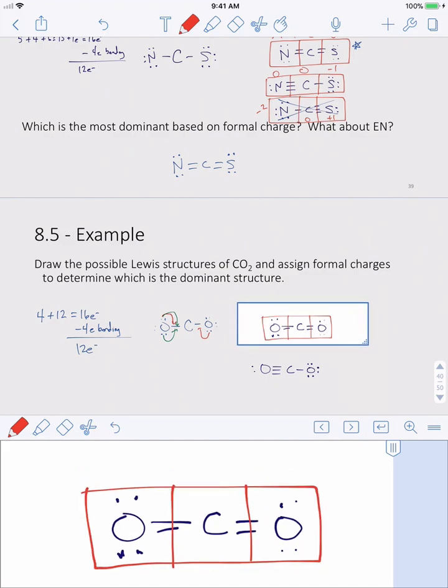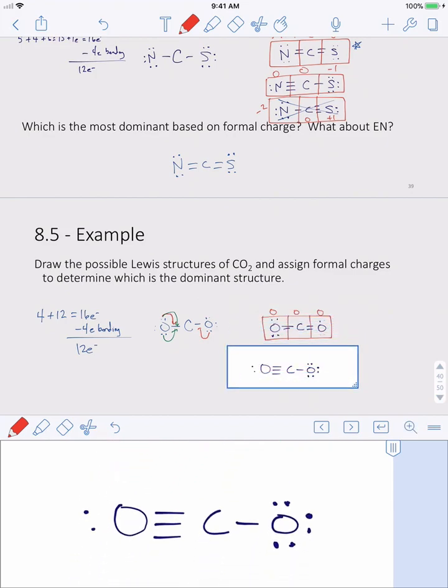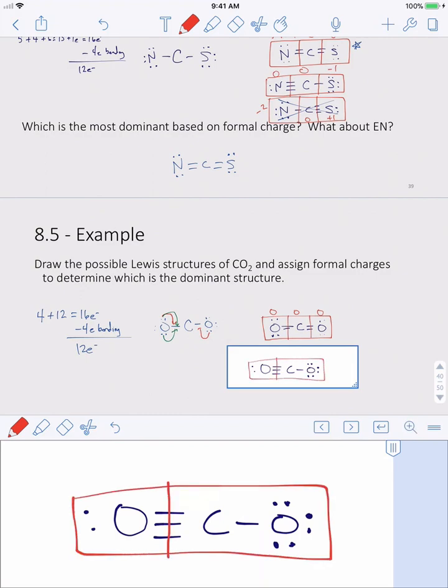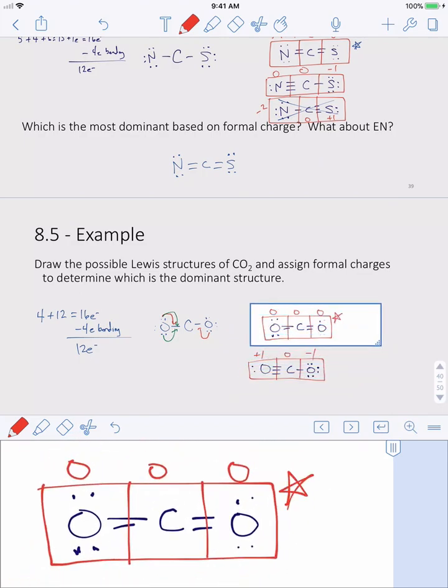Oxygen should have 6 valence electrons. There's 6 charges inside the box, so that's 0. This is also 0. Carbon should have 4. It has 4, so that's 0. So there's 0 formal charge on this one. Let's look at the second option. Okay, so here, oxygen should have 6 valence electrons. We're going to subtract 5, so we have a plus 1 over here. We have a 0, and here we should have 6, but we have 7, so that's minus 1. And so the dominant Lewis structure then is going to be this one here, because the formal charge is minimized.